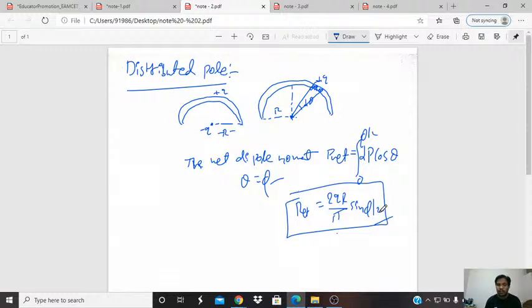Now for this semicircle, pi you can substitute 180. So sin 180 by 2, sin 90 is 1. So you will get 2qr by pi as p net. Suppose if it is a complete circle, then it will be what? Sin pi, pi by 2 will be what? 180. So sin 180 is 0 now. So p net will be 0.